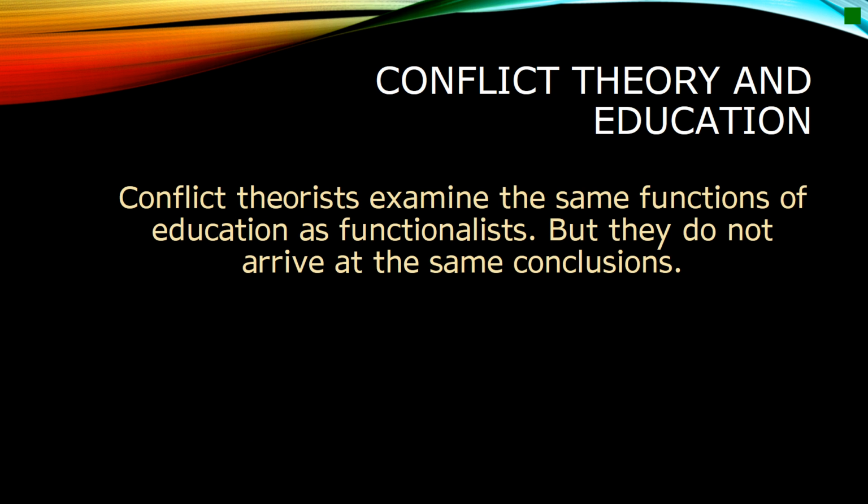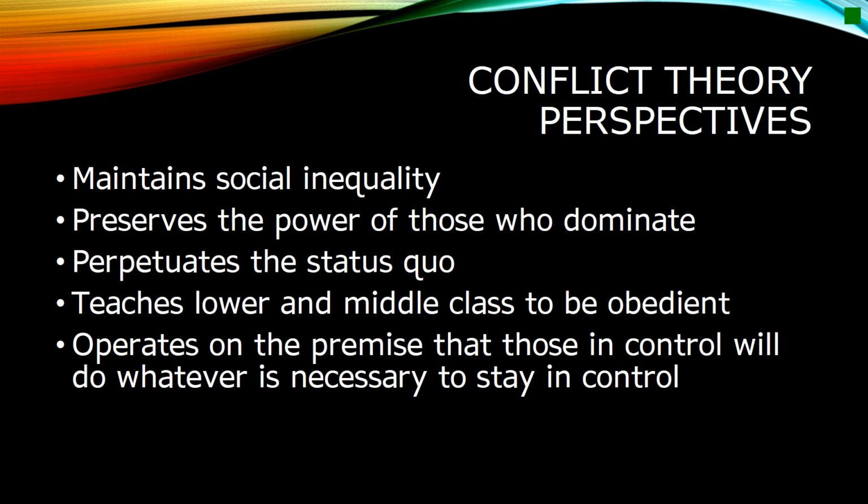Conflict theorists examine the same functions of education as functionalists, but they do not arrive at the same conclusions. Conflict theory sees education as maintaining social inequality and preserving the power of those who dominate society. Functionalists see education as a beneficial contribution to an ordered society. However, conflict theorists see the educational system as perpetuating the status quo by molding the lower and middle classes into being obedient workers. Remember that one of the premises of conflict theory is that whoever is in control will do whatever they need to do in order to stay in control.